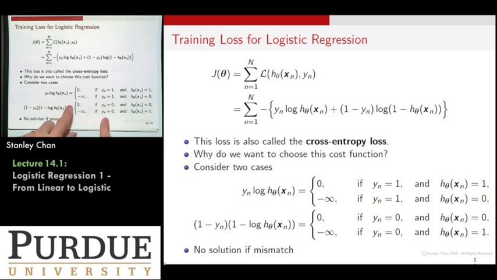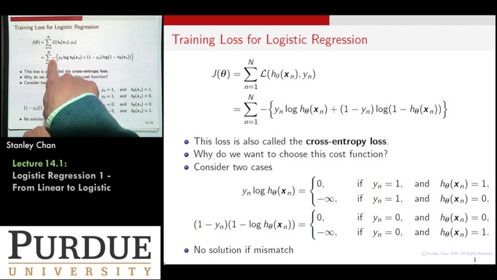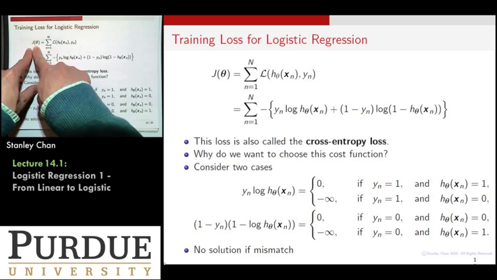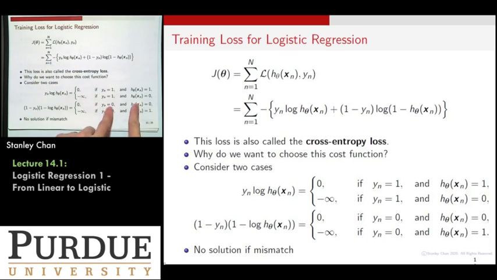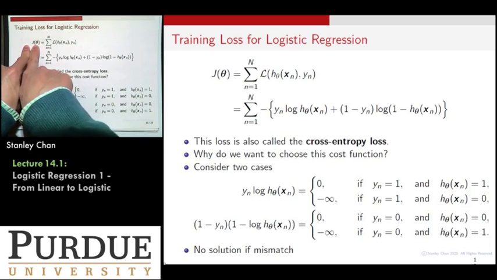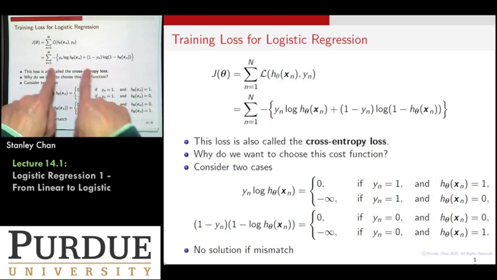Now, how about another correct case where h is 0, when your y is also 0, then these two will multiply together to give you a 0. If you have a wrong prediction where h is 0, your y is 1, then this one will go to minus infinity, and you have a 1 here, so you have minus infinity. When this minus infinity goes to your summation, you have a minus sign here. That will give you plus infinity, and therefore your loss will explode. So as long as you have a wrong prediction, this loss will be big. As long as your prediction is correct, your loss will be small.